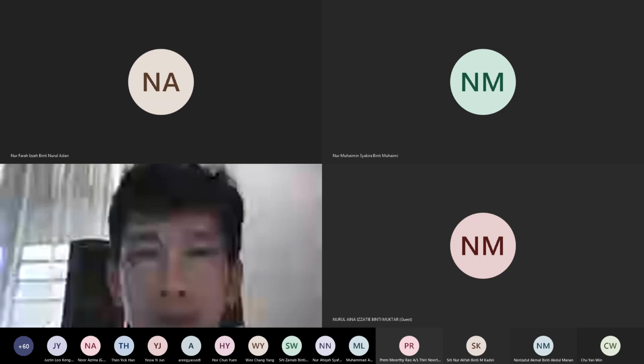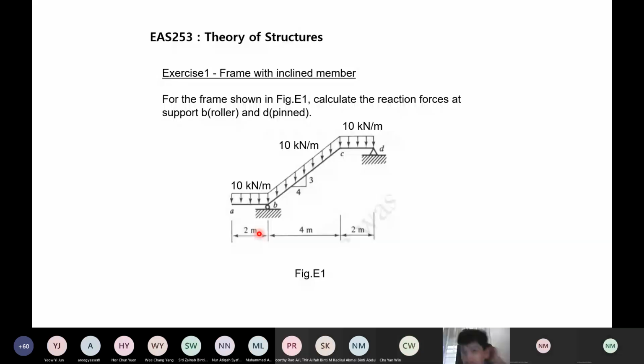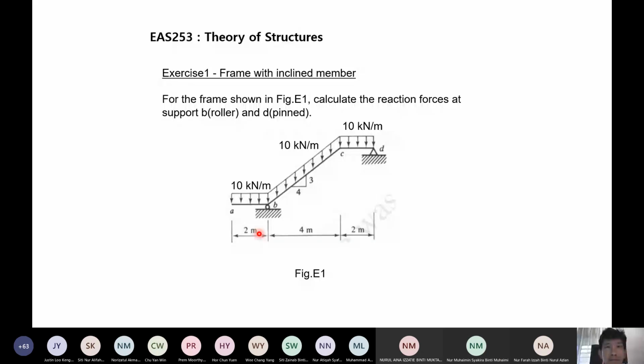Now I'm showing you the screen again. I hope you can see the screen. The screen again, which is the frame with inclined members.